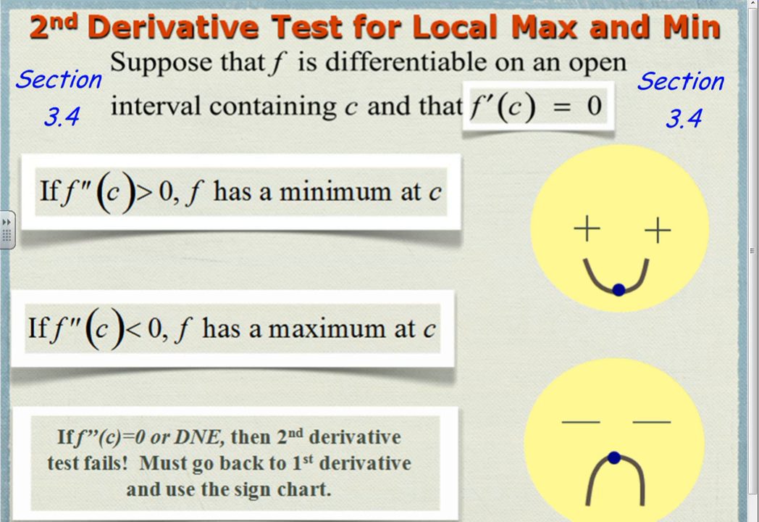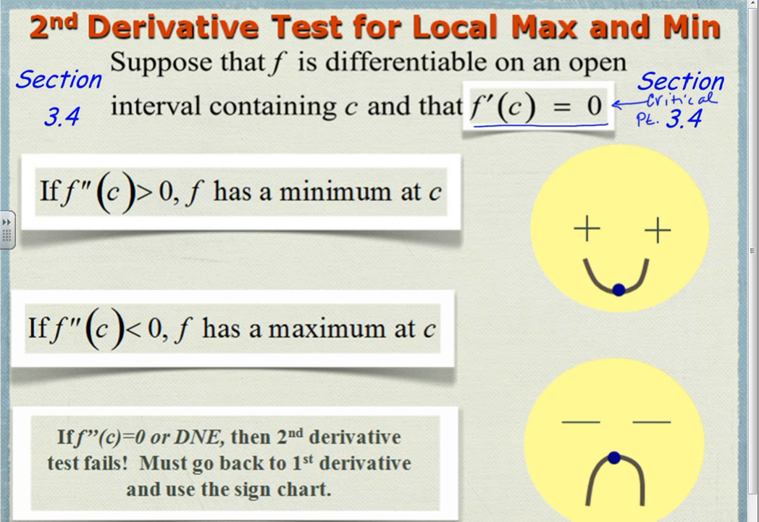Suppose that f is a function that's differentiable on an open interval containing c, and we know that f prime of c equals 0. That would tell me that it is a critical point, and that is where I expect to find max and mins. So I've got some key locations that are potential max and mins, but which are they? Are they a maximum or a minimum? Well, the second derivative test can give us information about it, and that can help me not do a first derivative sign chart.